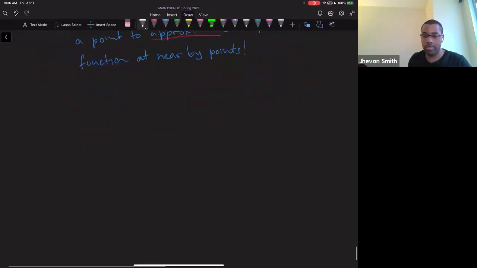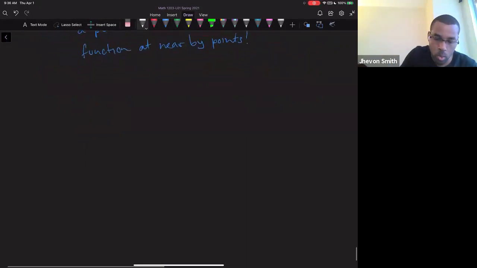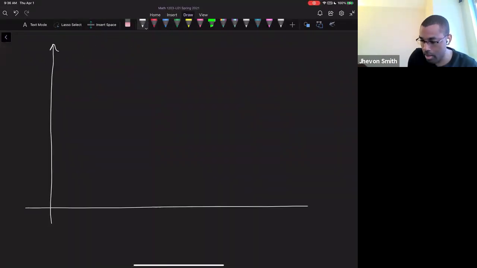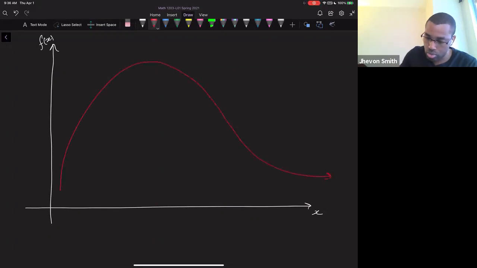Let's actually see. Why you would even need to do this is because the function itself can be quite complicated in the beginning. In fact, I'm going to mention an example where the function was like impossible to figure out. So here's our function. Let's say this is our f of x.